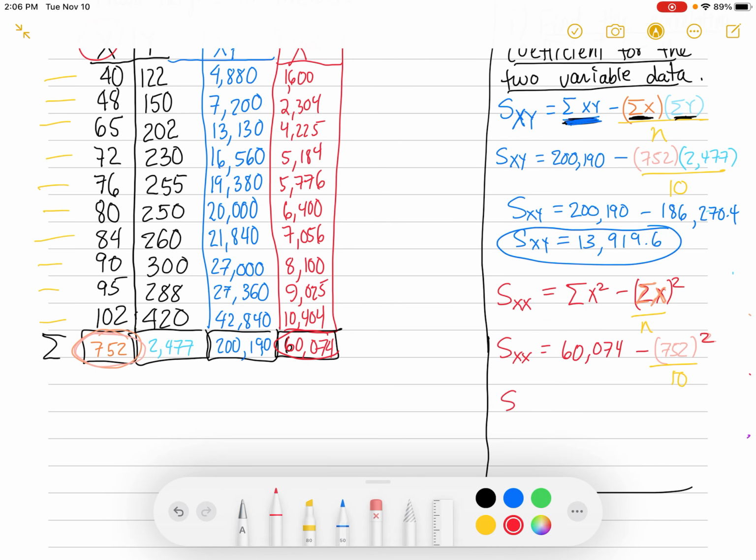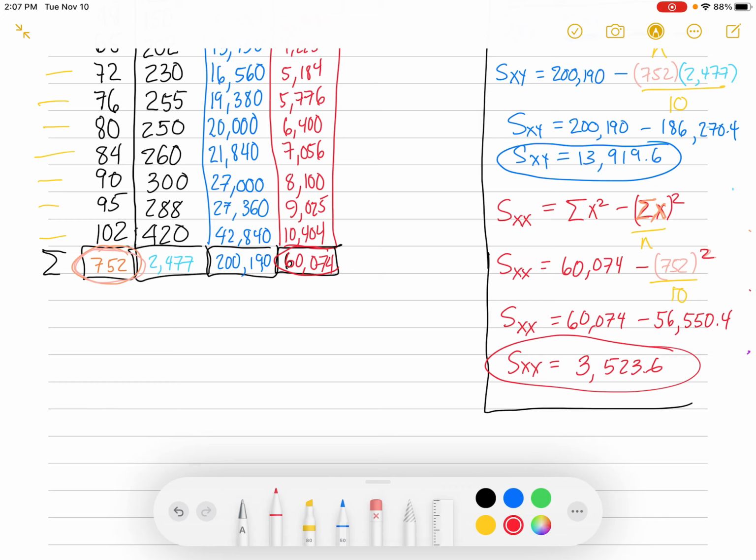That means SXX is 60,074 minus, here we go, we're going to take out our calculator, we're going to do 752, square that, and we're going to divide by 10. It's going to be 56,550.4. So that's going to be 60,074 minus 56,550.4. That's going to be 3,523.6. There's our SXX.